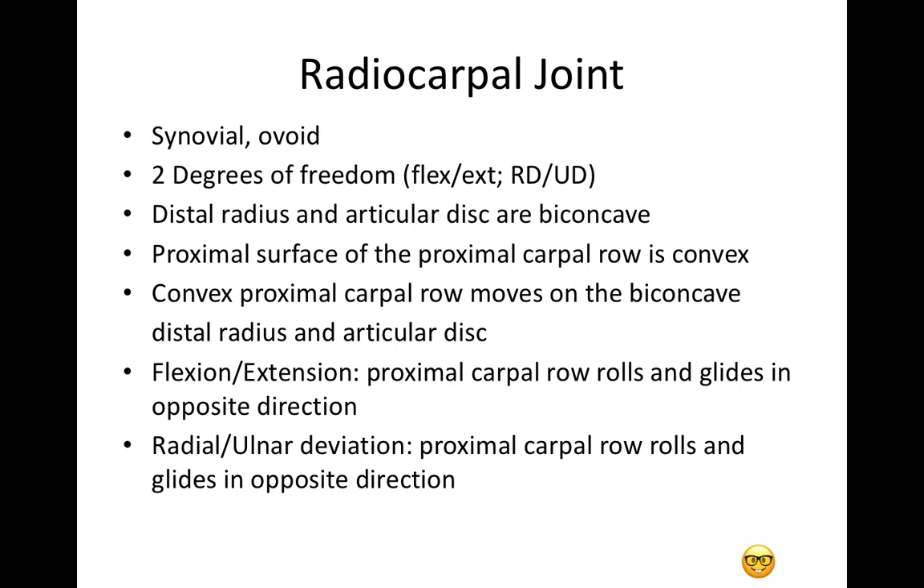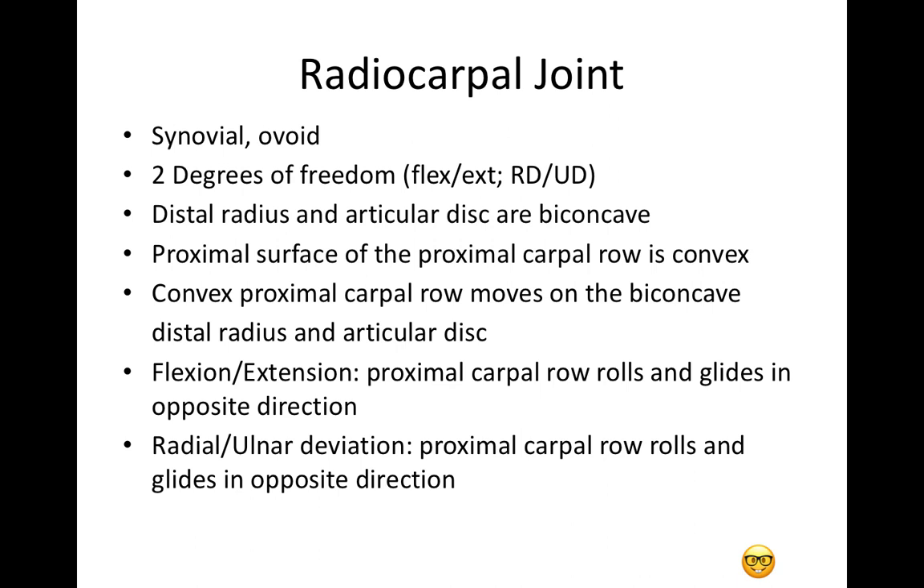For example, this summer we looked at the radiocarpal joint, and we decided that the radiocarpal joint is synovial and has 2 degrees of freedom, those being flexion extension, radial deviation, and ulnar deviation. We also talked about the concave and convex rule in this joint. The proximal surface of the proximal row is going to act as our convexity, and the convex proximal row is going to move on the biconcave distal radius and articular disc. So with the movement of flexion and extension, the proximal row will roll and it will glide in opposite directions.